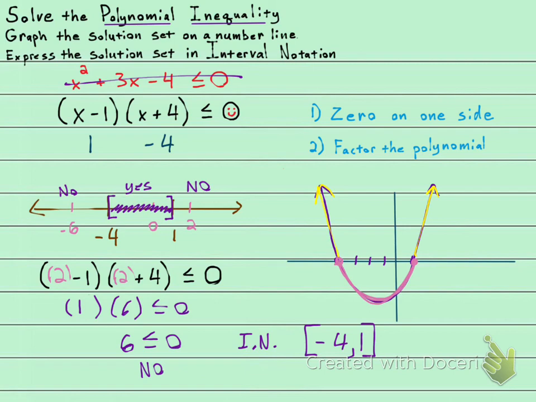Polynomial inequalities. You're going to set it equal to 0. You're going to get 0 on one side. You're going to factor the polynomial. You're going to find your boundary points, and then you're going to test a point in between every interval.